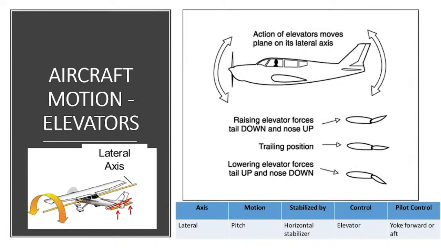And this is based off of the lateral axis. So if you draw that imaginary line, following the wingtips from side to side, that is your lateral axis. That is going to be your other flight control, known as your elevator.